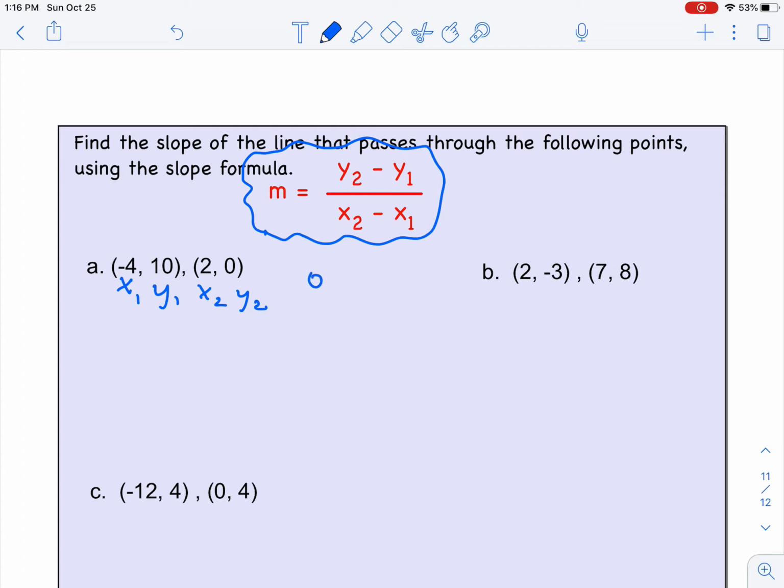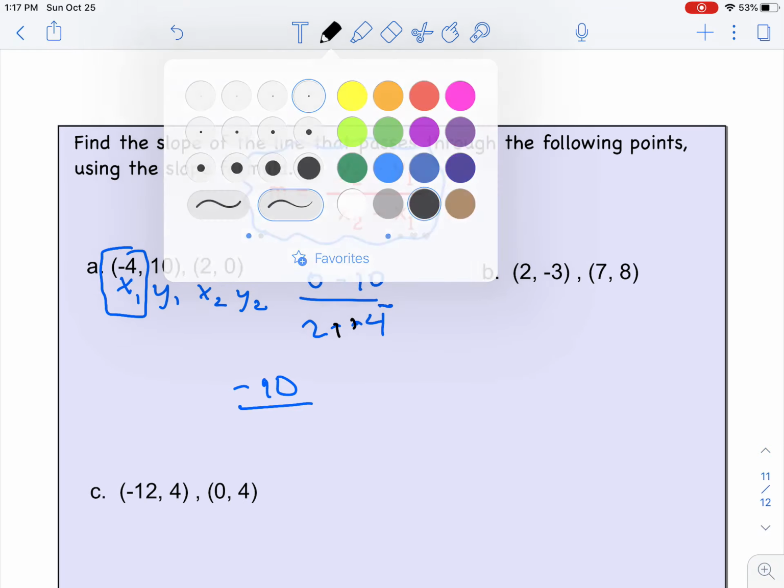So now I'm going to take my y2, 0, and my y1 and plug them in. So this is going to be 0 minus 10 over my second x value, which is 2, minus my first x value, which is negative 4. Now don't forget that you have to subtract this x value right here. So you're subtracting that negative 4. So now that's going to simplify to 0 minus 10, which is negative 10, over 2 minus a negative 4. Remember, add the opposite, and that gives you 6 on the bottom.